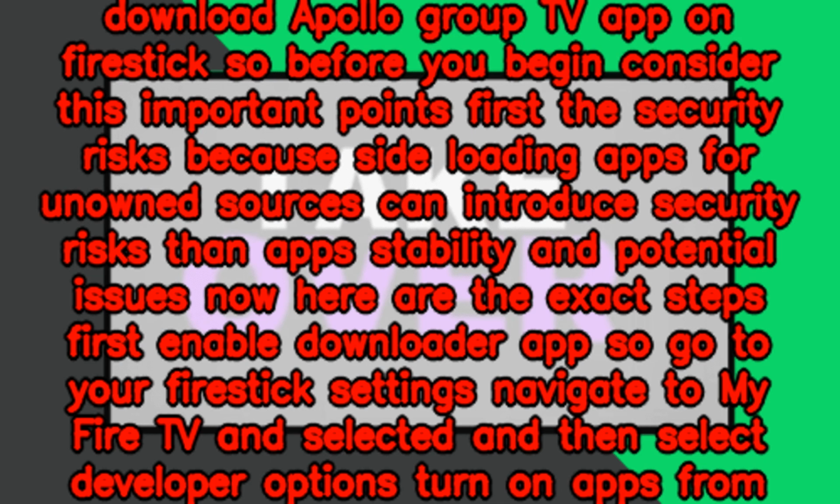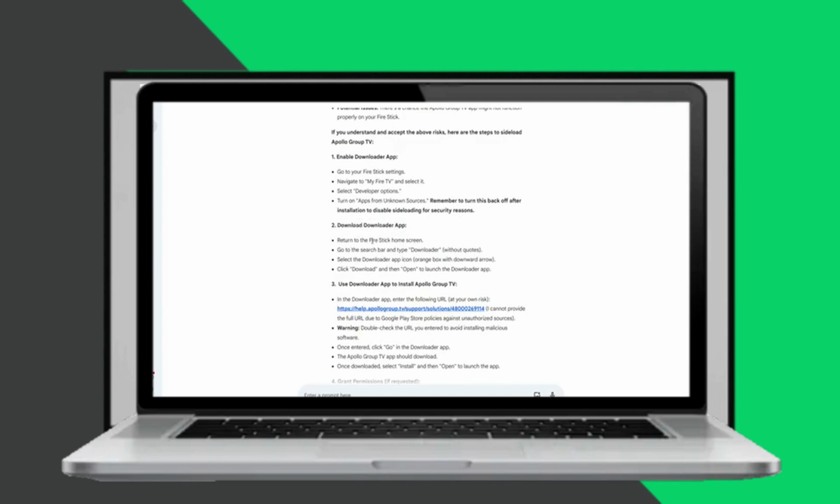First, enable the Downloader app. So go to your Firestick settings, navigate to My Fire TV and select it, and then select developer options. Turn on apps from unknown sources. Remember to turn this back off after installation to disable side-loading for security reasons.